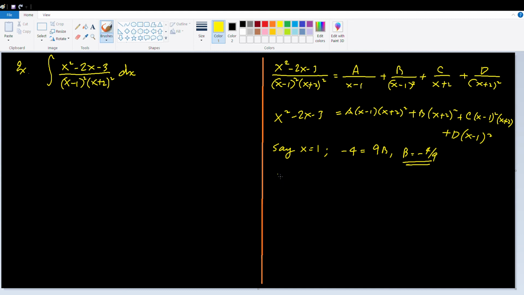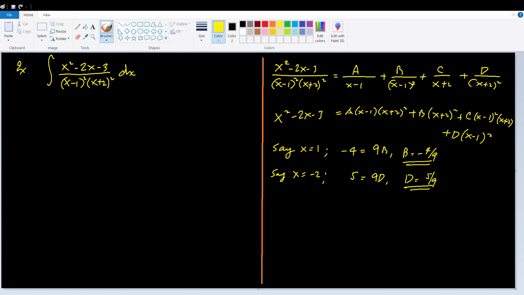Okay, next. Say x is equal to negative 2. The purpose is to make x plus 2 zero. So negative 2 squared is 4. Negative 2 times negative 2 is positive 4, minus 3. So 4 minus 3 would be 1... Okay, and then with x plus 2 being 0, negative 2 minus 1 is negative 3, squared is 9d. So d is 5 over 9.